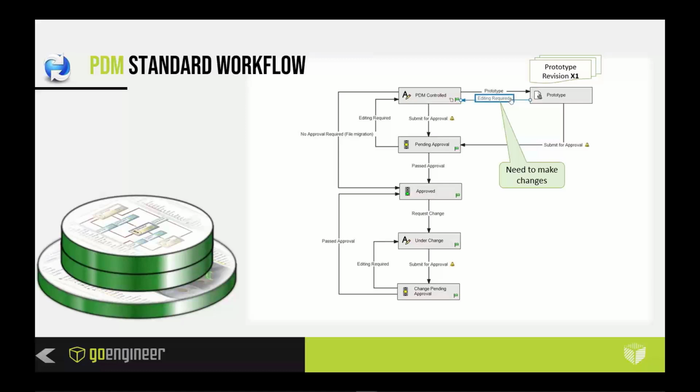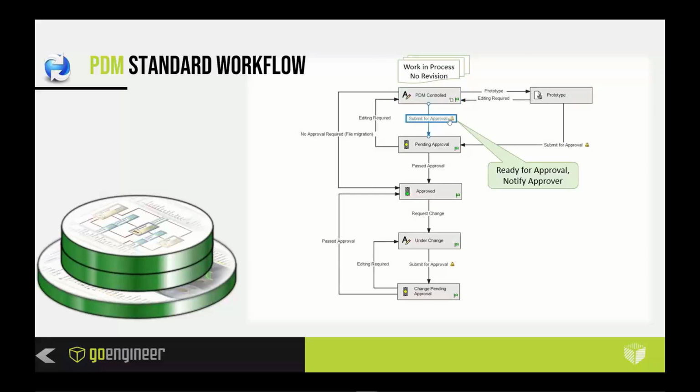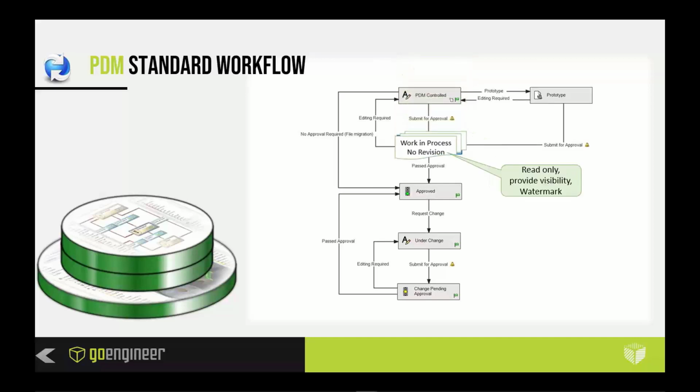Once we build the prototype, we want to edit it again. The document might go back into PDM control if it's not ready for release approval yet. And we want to send it for release approval. The notification would send a notification to the approvers. The document then sits in pending approval. We'd probably make it read-only. Again, the vault takes care of this.